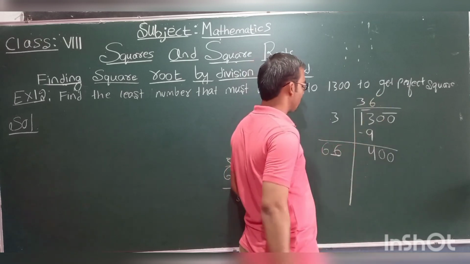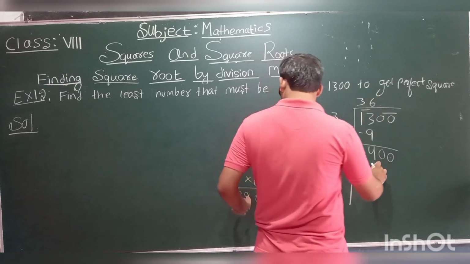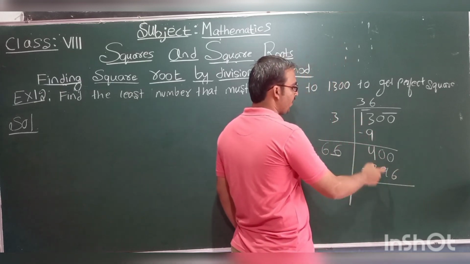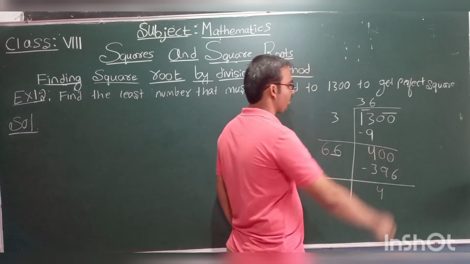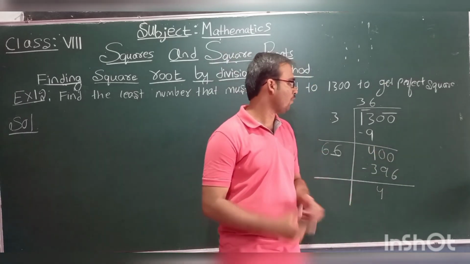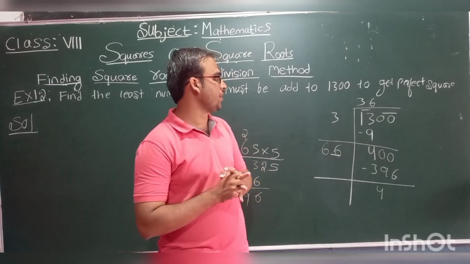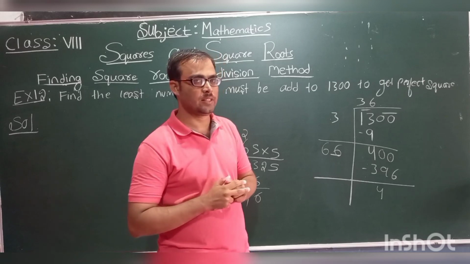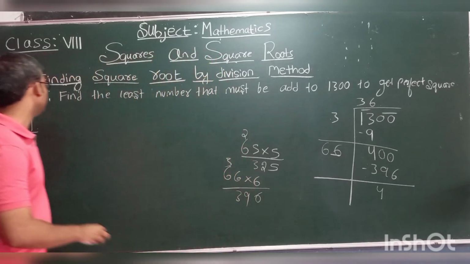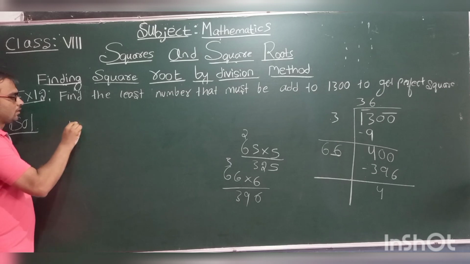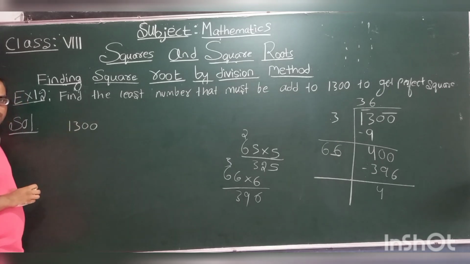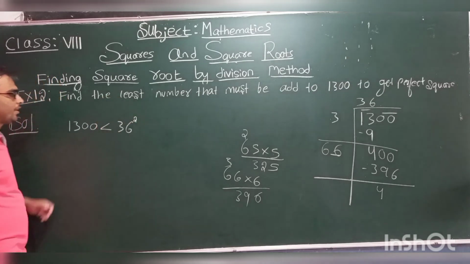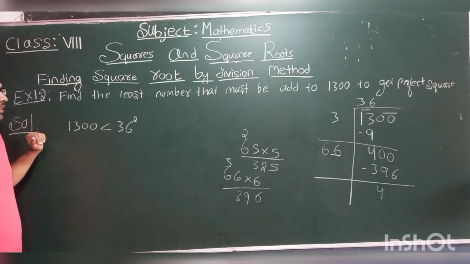So here 6. 66 into 6 is what? That is 396. Now 400 minus 396 is what? 4. So we have got the remainder as 4. It means what, students? This 1300 is less than 36 square. This number is less than 36 square.